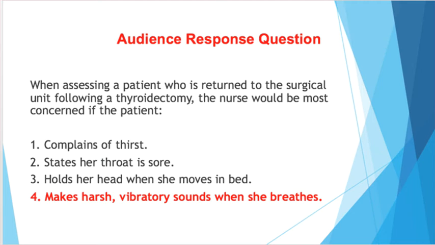That is a symptom of airway obstruction that comes from excessive swelling, bleeding, or hematoma formation. So it is very important that you monitor for this, and anyone who had a thyroidectomy, there should be emergency equipment at the bedside. So oxygen, suction, and a tracheostomy tray should all be at the bedside just in case this happens.